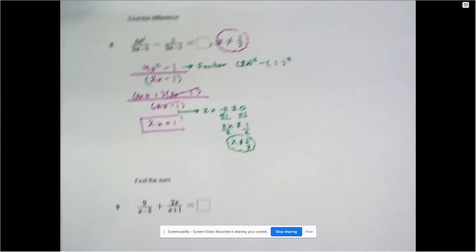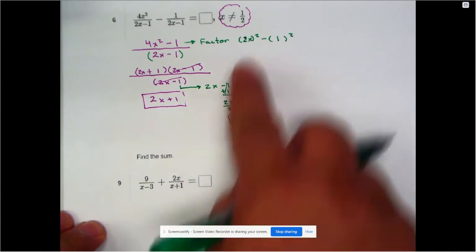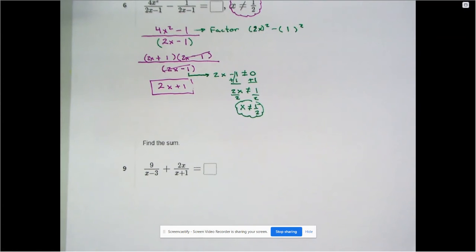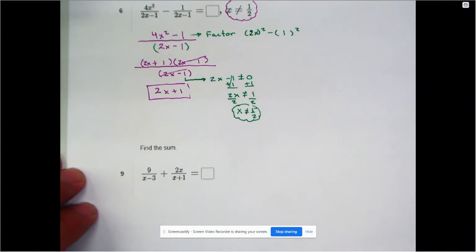Now, the other one I want to talk to you about is number 9. If you notice, they don't mention anything like that. So, yeah, we'll work this out, and chances are nothing will cancel out. So, let's see what happens.